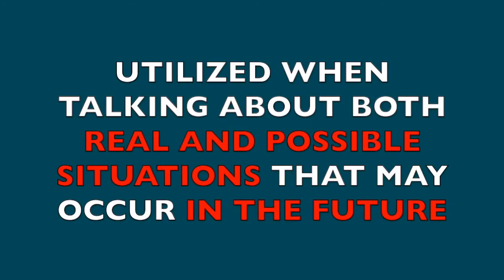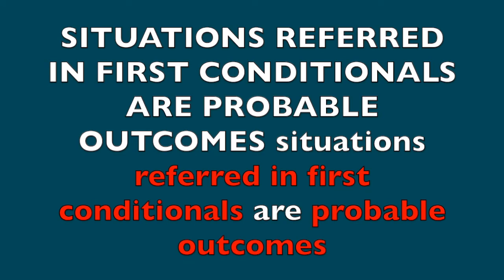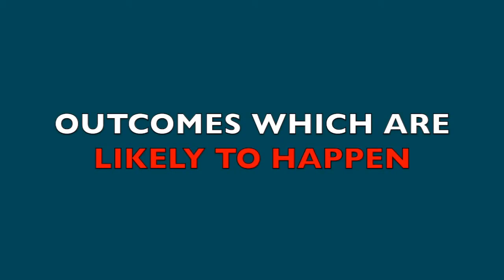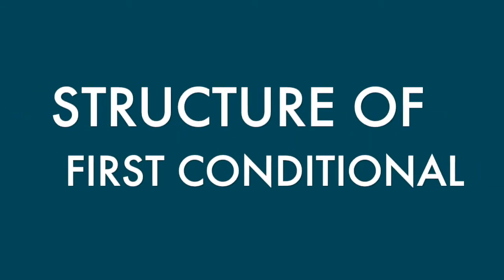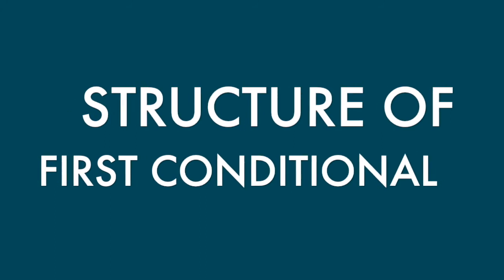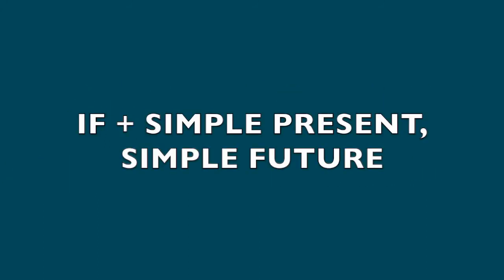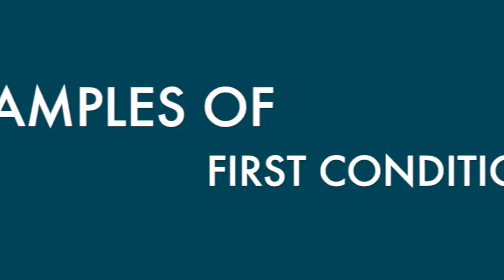The first conditional is utilized when talking about both real and possible situations which may occur in the future. Unlike zero conditionals, the situations referred to in first conditionals are probable outcomes which are likely to happen. Now let's take a look at the first conditional's structure. If plus simple present followed with simple future.